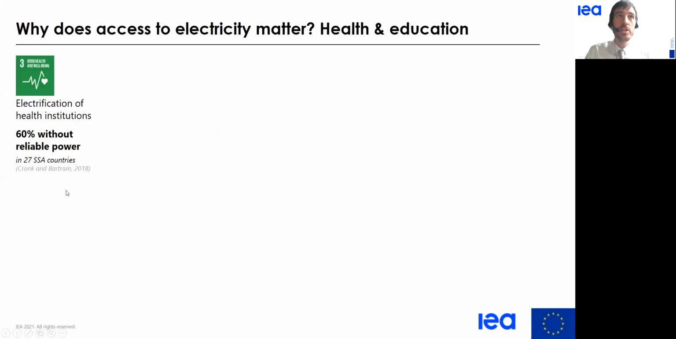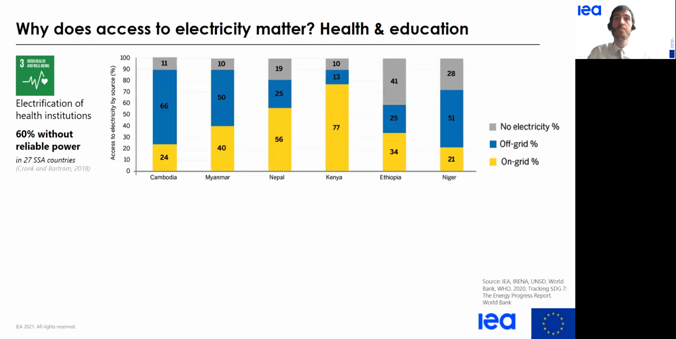Looking at health and education, according to research we have looked at, 60% of health institutions in the continent are working without reliable power. You can see that there are some high discrepancies across countries. Sorry, this survey is not on Africa only; it's global on emerging countries. You would see that in a country like Niger or Ethiopia it's a higher share than, for example, in Myanmar, and that in some countries the use of off-grid solutions for health centers is already very prevalent, like in Cambodia or in Niger, due maybe to the grid infrastructure in those countries.